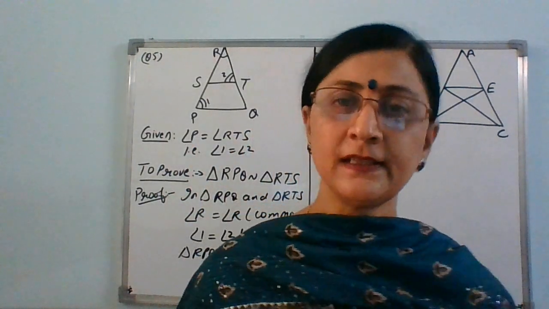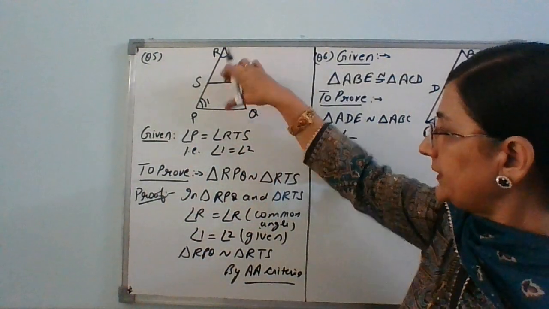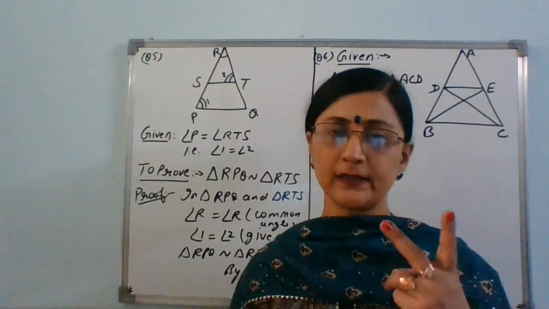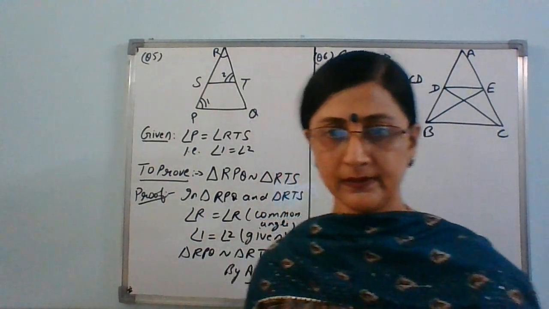Similarity criteria, right? So this was simple. Upper triangle and the lower triangle. Angle R was common and angle 1 equals angle 2. So if you get two angles equal, then the triangles are similar, right?